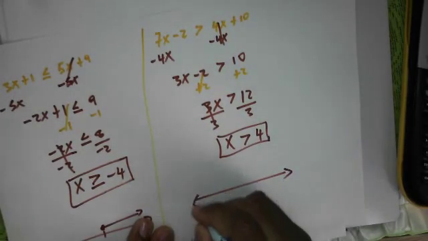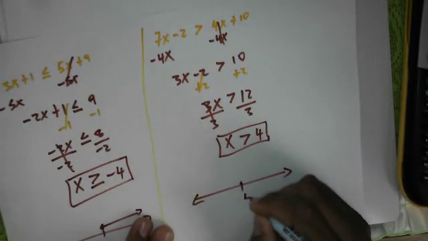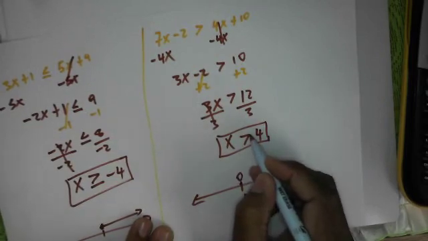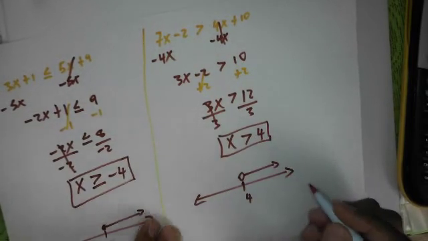So our graph of this is, we have a 4 here. It is just greater than, so we have an open circle. The tip of the sign is pointing to the right. My arrow goes to the right as well.